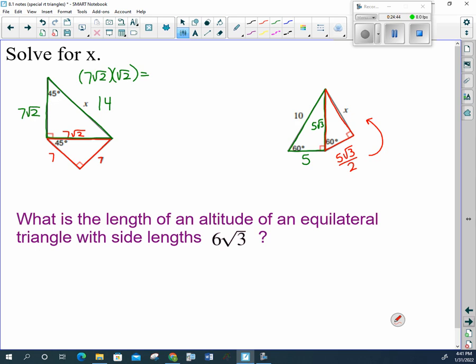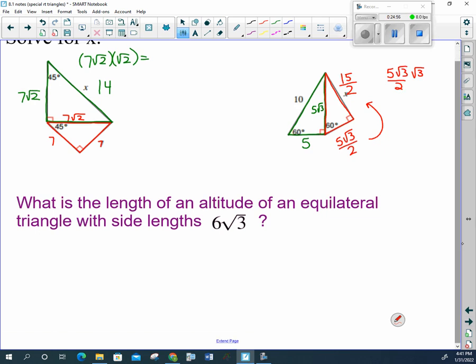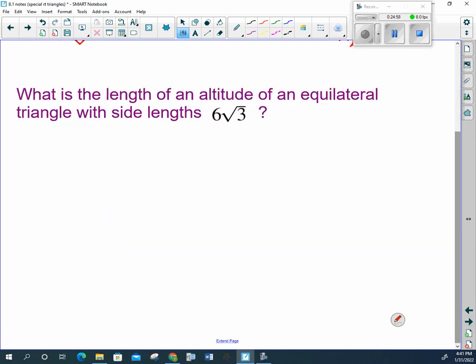So 5 square root of 3 divided by 2 times the square root of 3 is 15 over 2. Or you could write 7.5. Same thing. All right, down here it says, what is the length of the altitude of an equilateral triangle with side lengths of 6 square root of 3?